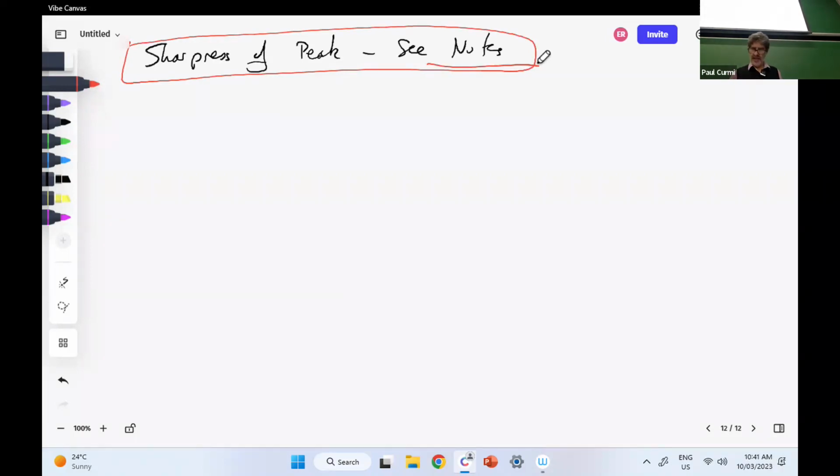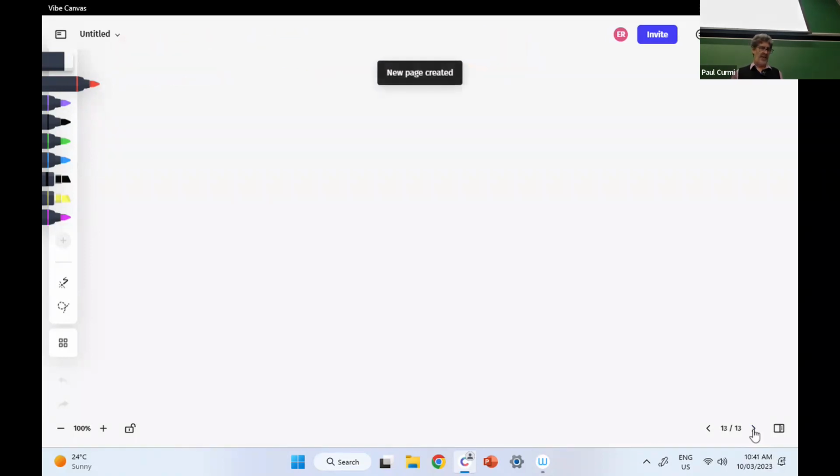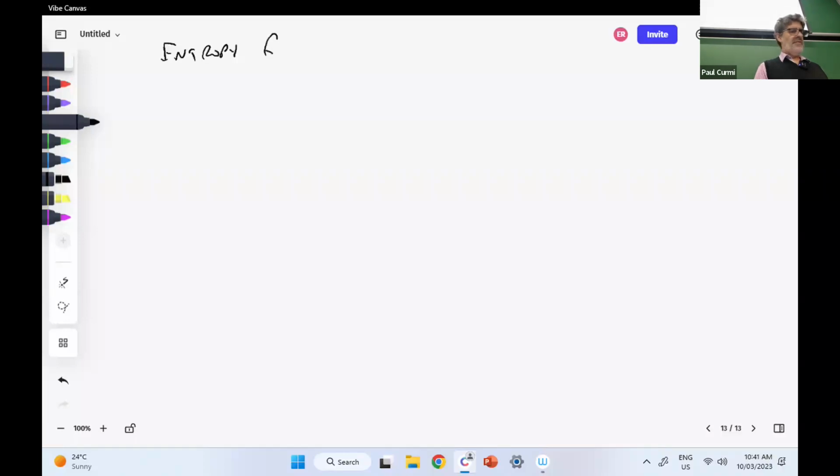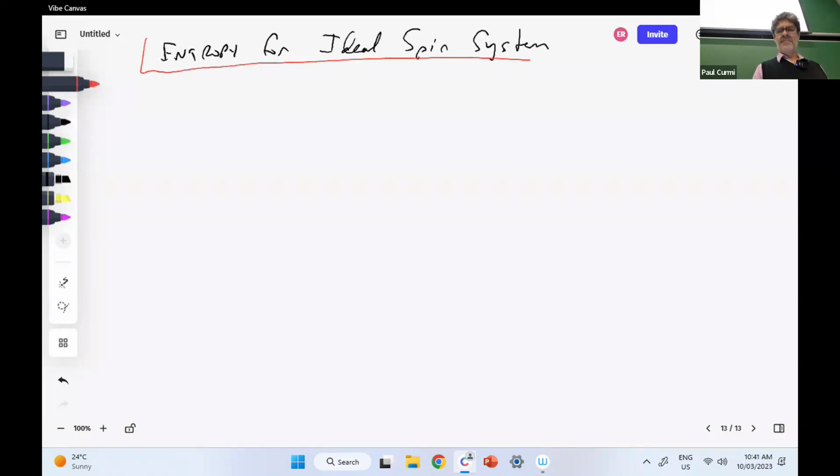Okay, let me now look at this in a different way. Entropy for ideal spin system. So you've got to remember this is a toy system, and it's going to have some toy properties that are cool, but you have to be aware that they're toy, so you have to be careful. Okay, I'm going to write the entropy out again with feeling.